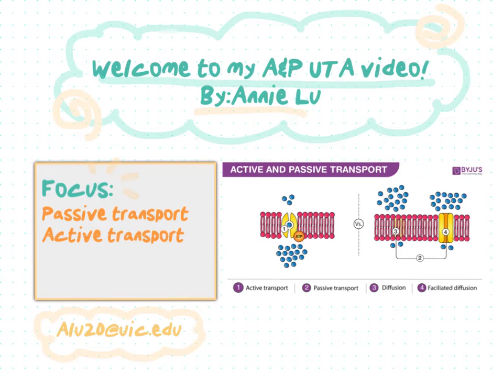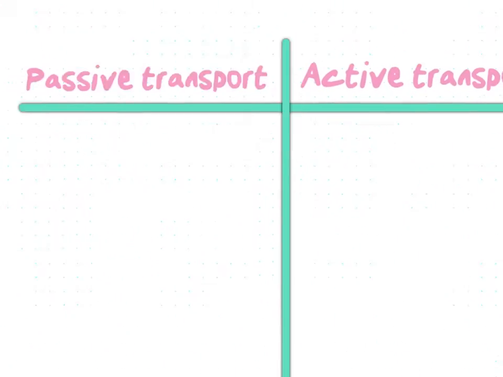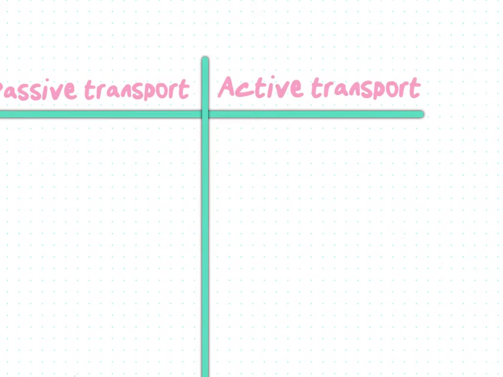Today I will be going over membrane transport. I have a picture attached here of active and passive transport that we will be going over today. There will be two kinds of membrane transport that we'll be talking about: passive transport and active transport.